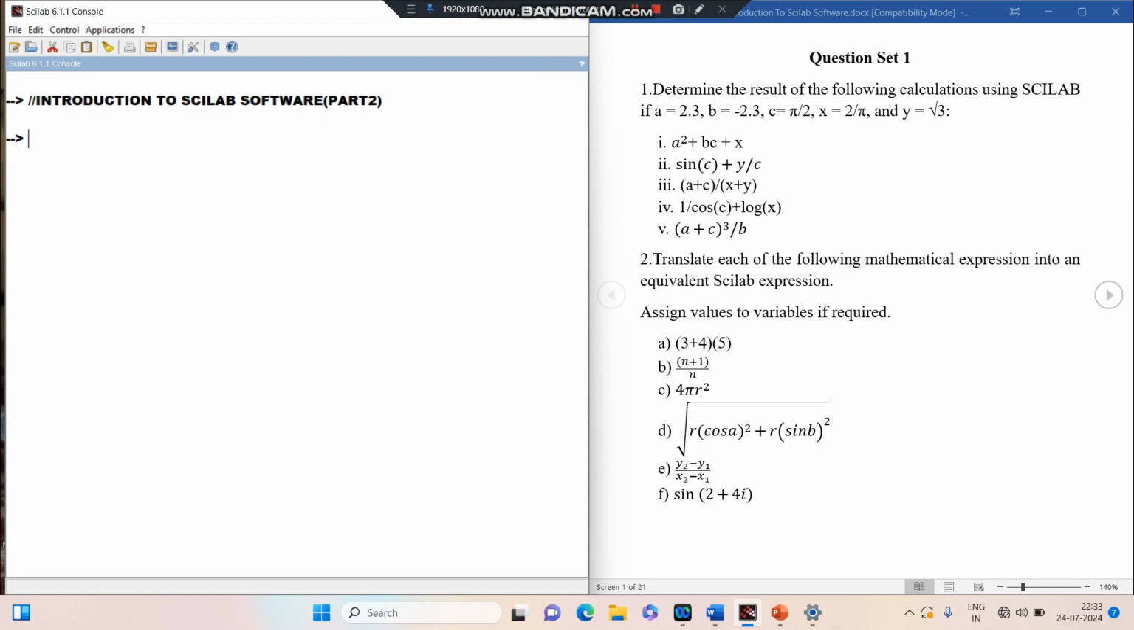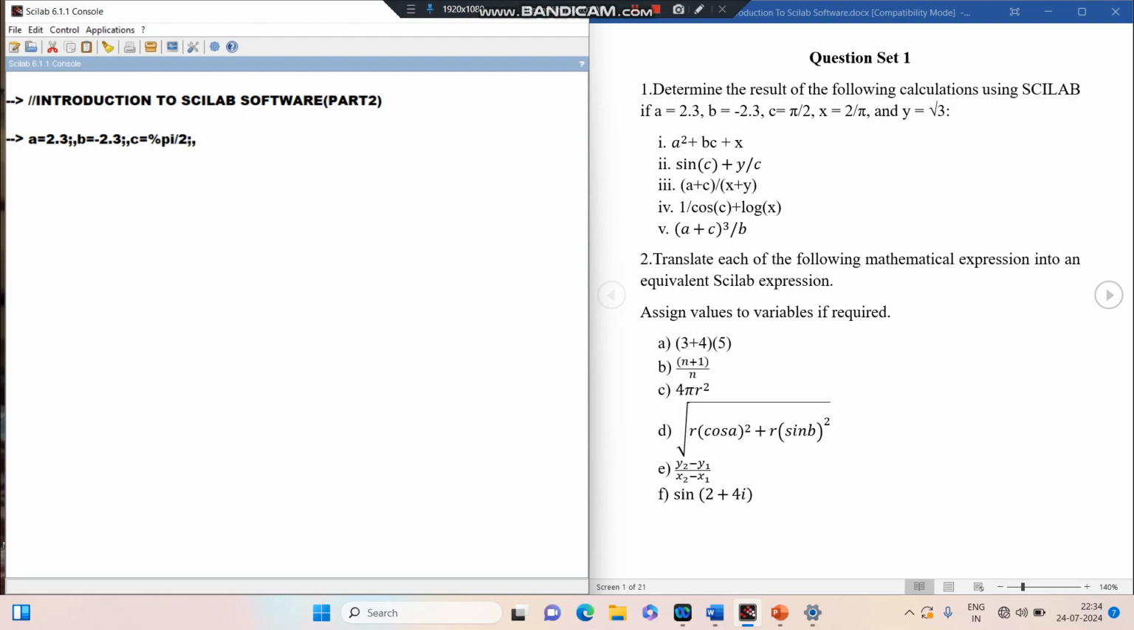We are given the values of a, b, c, x and y. Let us first of all assign these values to variables. A is equal to 2.3, then b is equal to minus 2.3, then c is there which is pi by 2. So for pi we are going to use %pi divided by 2.